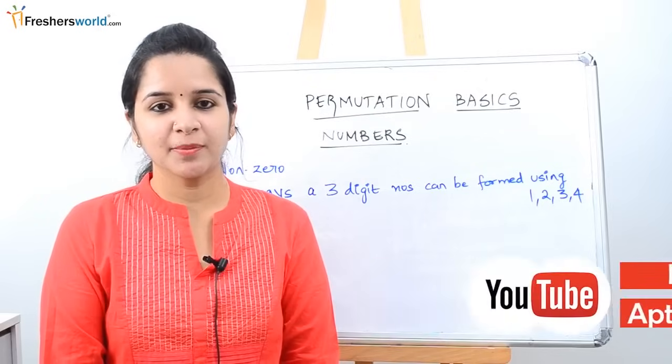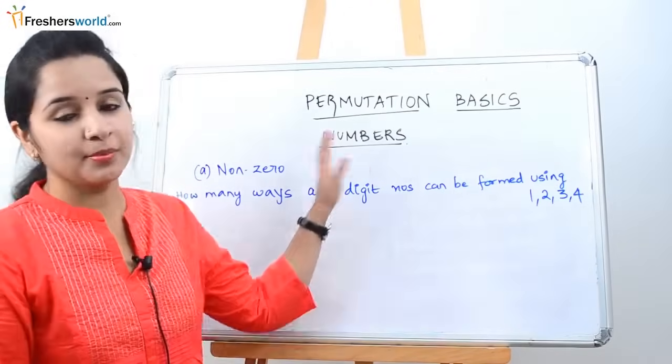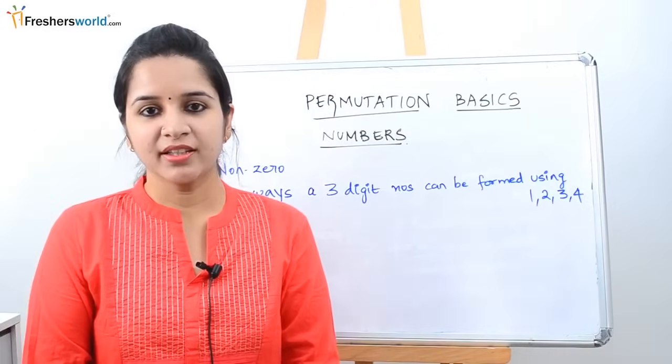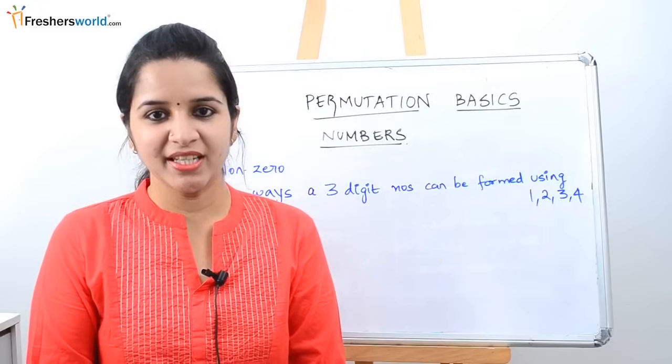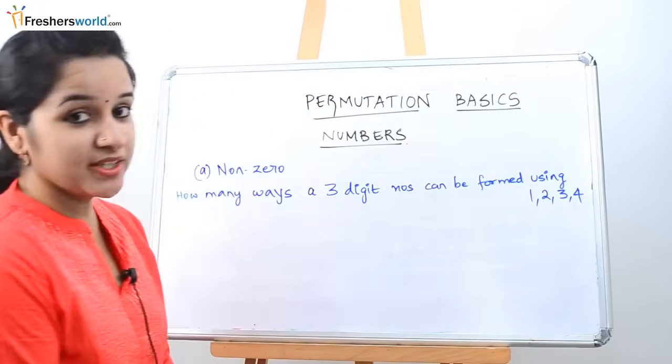In continuation with our permutation basics, now we are dealing with the topic permutation numbers. As I've told earlier, there are two types of concept you will see in the permutation numbers. First, we are dealing with the non-zero type. So let's go into the question.